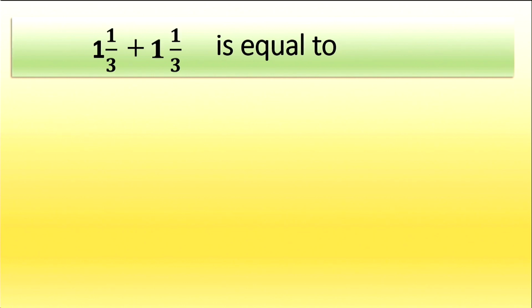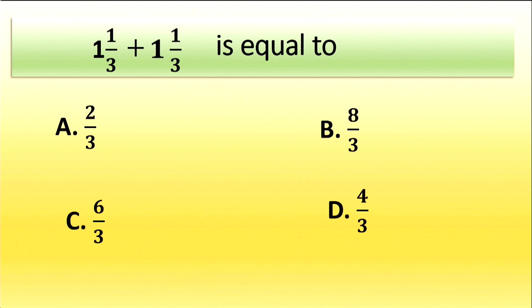Now come to the mixed fraction. Here two mixed fractions are given. Try to identify the correct option for this. Option A is 2 by 3, option B is 8 by 3, option C is 6 by 3 and option D is 4 by 3. What you have to do over here? You have to express the mixed fraction as an improper fraction.